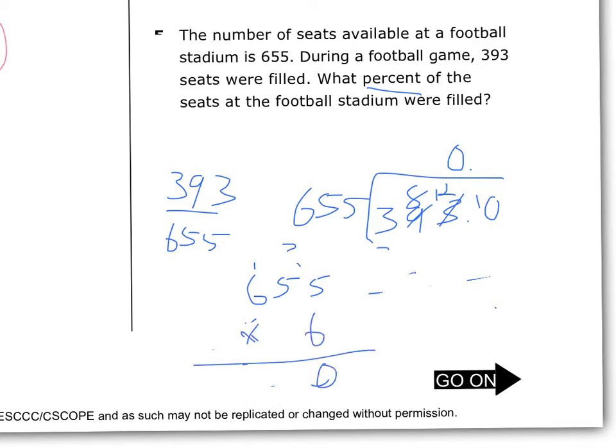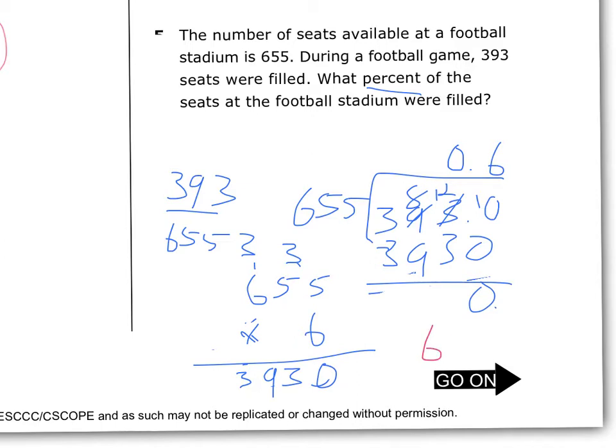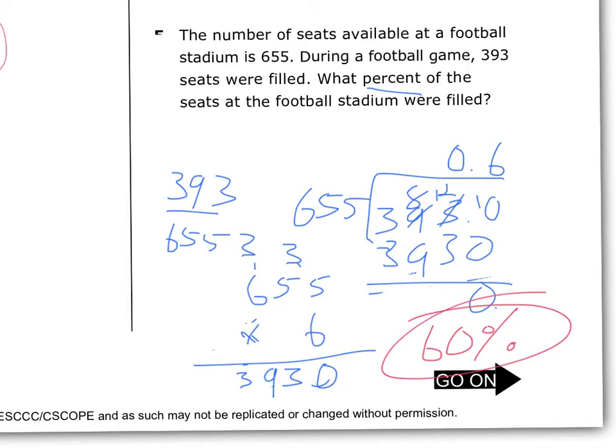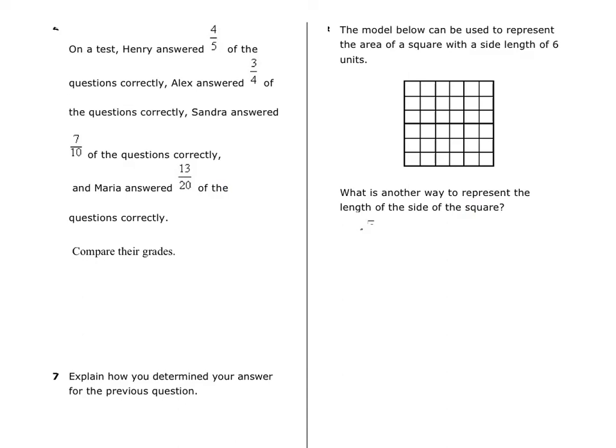That's 3,930 exactly. So when we divide, we get 0.6. What is 0.6 as a percentage? 60% is your answer. Easy enough? All right.